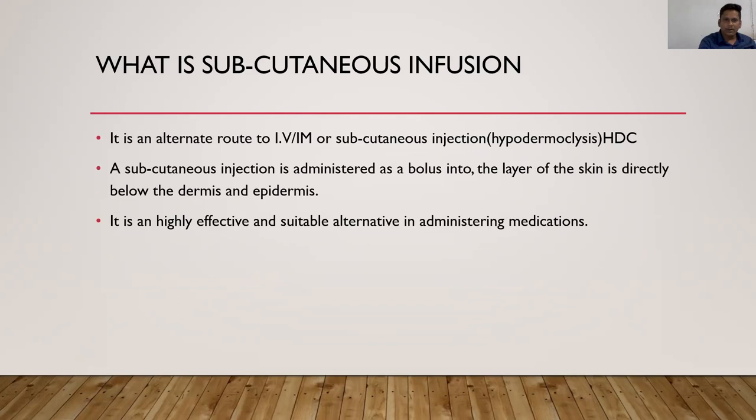What is a subcutaneous infusion? It is an alternative route to the intravenous or intramuscular route. The subcutaneous injection is also called hypodermoclysis. A subcutaneous injection is administered as a bolus into the layer of skin directly below the dermis and epidermis. It is a highly effective and suitable alternative for administering medications. So this is an alternate route. When you talk about IV and intramuscular, we have all heard more about that. In every hospital setup you go to, they talk more about that. We have even seen most patients prescribed Tramadol being given it intramuscularly more frequently.